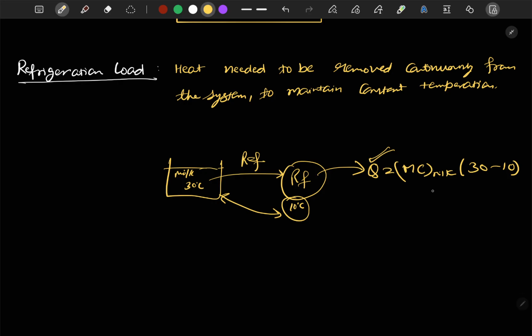Now here we have calculated it in terms of kilojoule, but you can also calculate it in terms of kilowatt. It is generally calculated in terms of kilowatt. So you can calculate how much time it would take to remove this load Q and divide Q by that time. So you will get your refrigeration load.